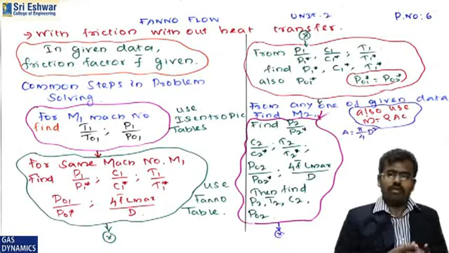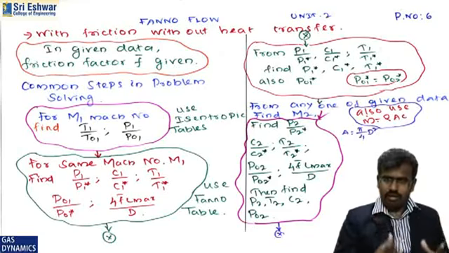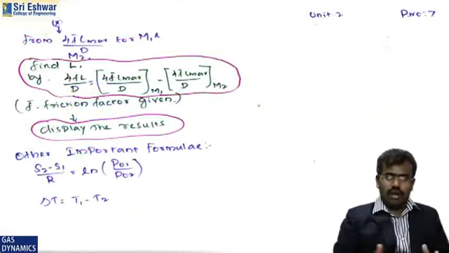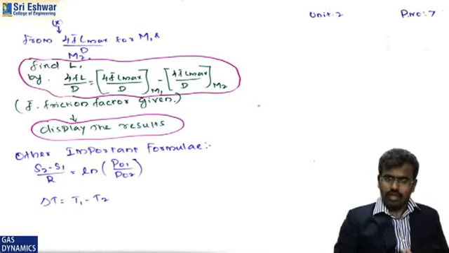For M2, find all the data of C2 by C2 star, T2 by T2 star, P02 by P02 star, 4F bar L max by D. Find all the data for section 2. And the final step is to find the value of 4F bar L by D using this formula. They gave the friction factor. Then you can get the value of distance L. This is the L. It is the length of the duct.